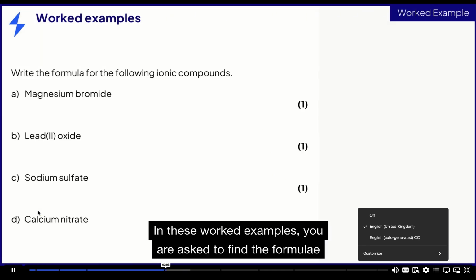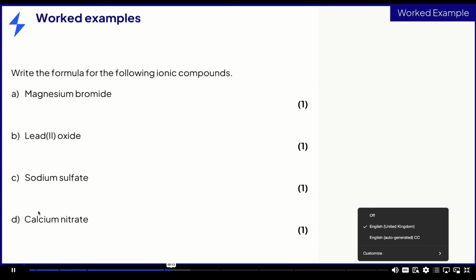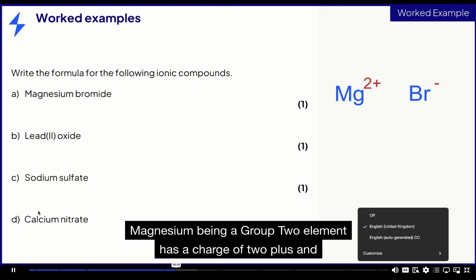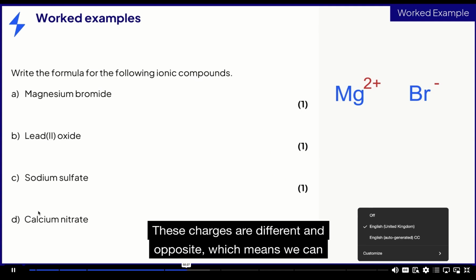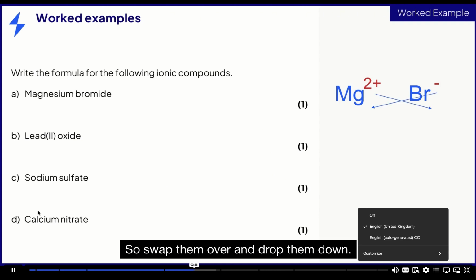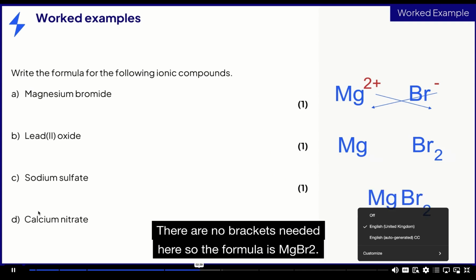In these worked examples, you are asked to find the formulae of the following ionic compounds. For magnesium bromide, write out the ions. Magnesium, being a group 2 element, has a charge of 2+. And bromide has a charge of 1-, as it is a group 7 element. These charges are different and opposite, which means we can use the swap and drop method. So, swap them over and drop them down. Remove the charges. There are no brackets needed here, so the formula is MgBr2.